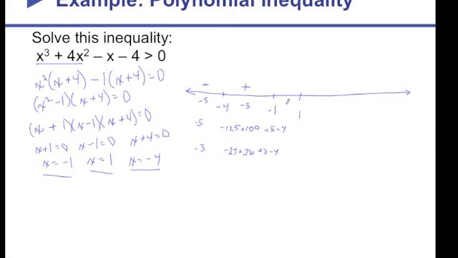Between negative 1 and 1, I'm going to pick the number 0, and that will be 0 plus 0 minus 4. So negative 4, that will be negative. And a number in this interval, I'll pick 2. 2 cubed is 8, plus 4 times 2 squared, so 4 times 4 is plus 16, minus 2 minus 4. 24 minus 6 will be 18, so this will be positive.